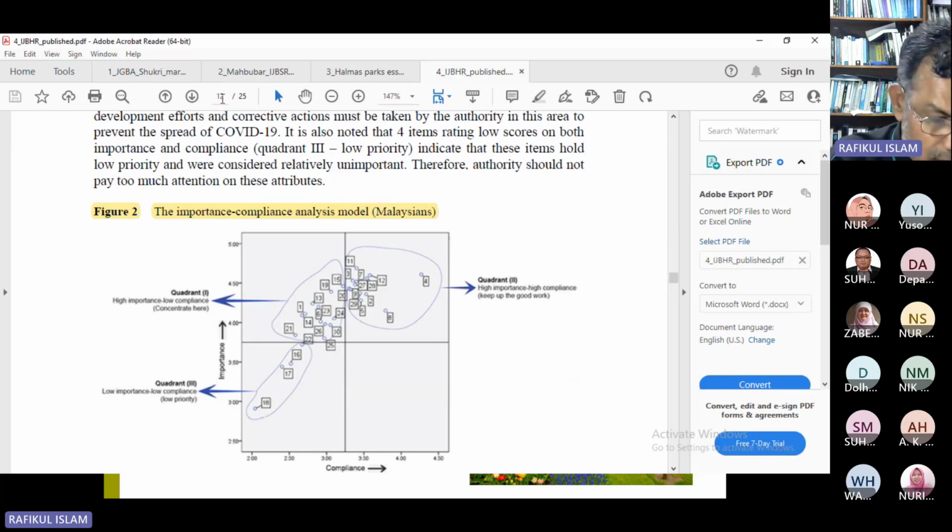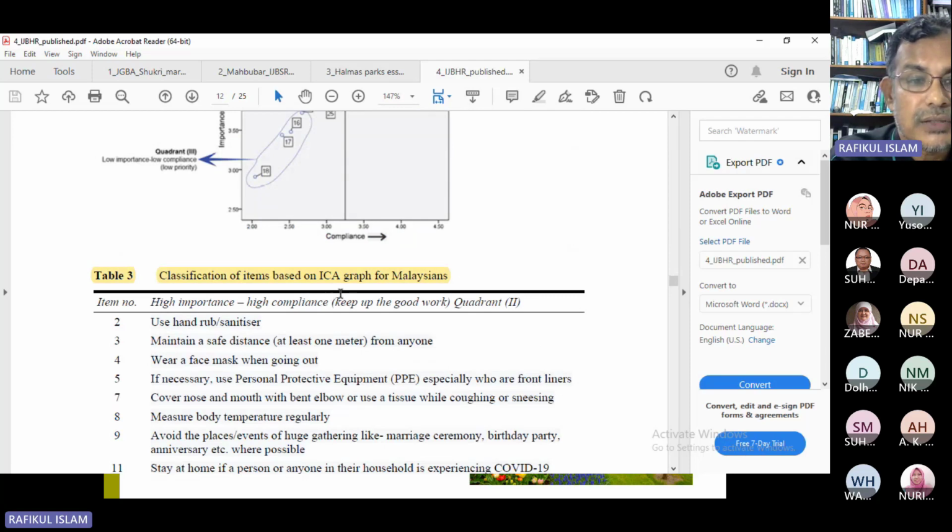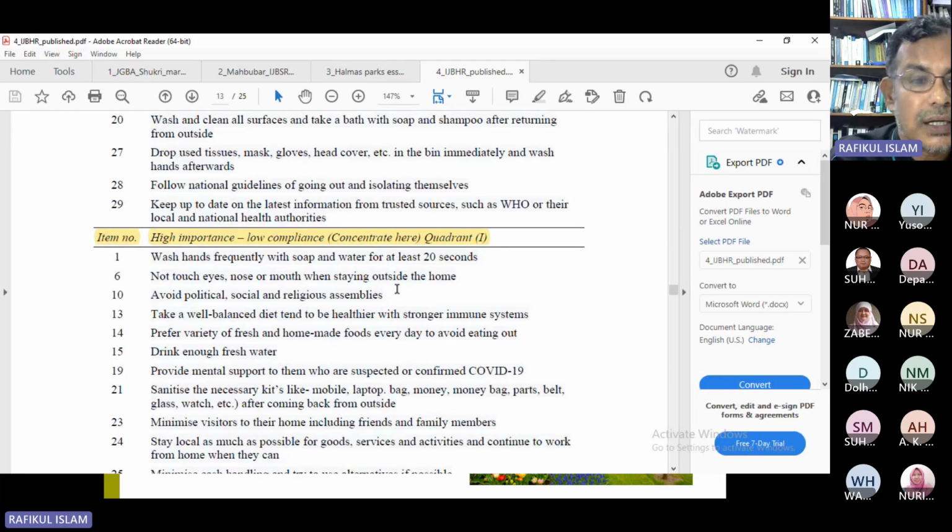Then pages 12, 13, classification for the Malaysians. We got the result here: high importance, low compliance. Wash hands frequently with soap and water for at least 20 seconds. Do not touch eyes, nose or mouth when staying outside the home. Avoid political, social, and religious assemblies, and so on. So people gave a high rating, meaning quite important, but according to their observation, the compliance rate is low compared to many other items. Particularly for these items, the compliance rate was low.